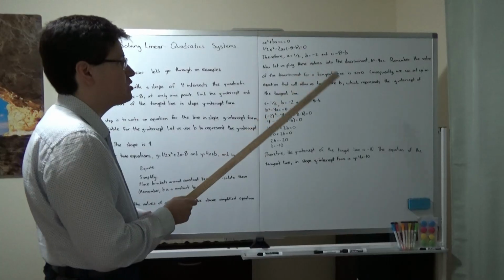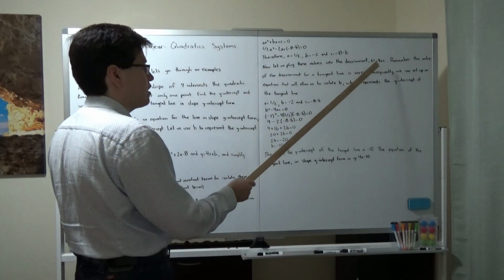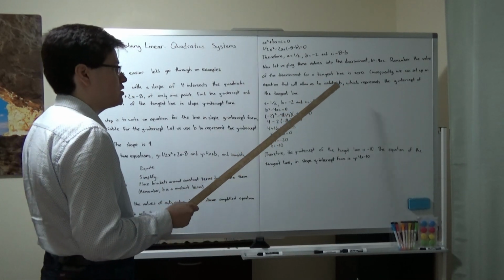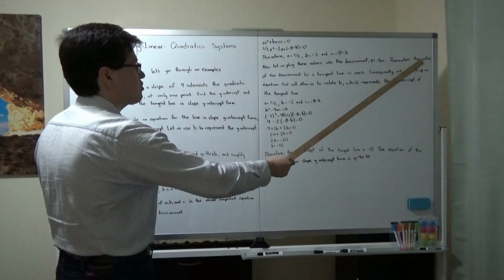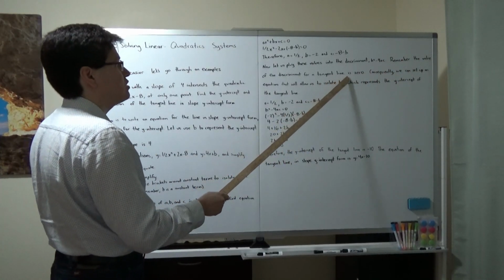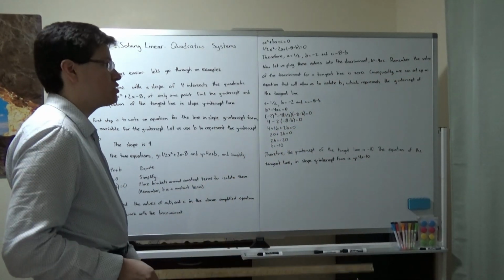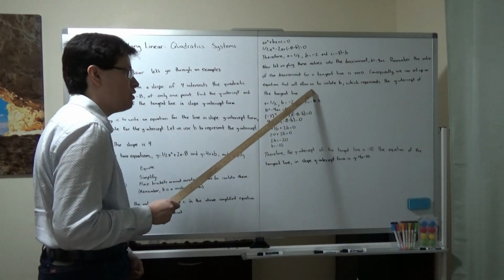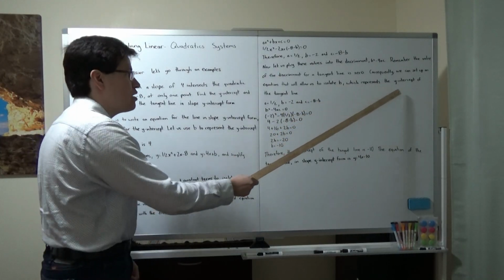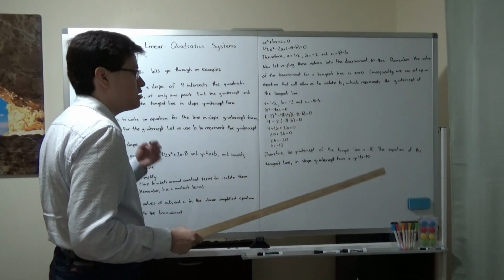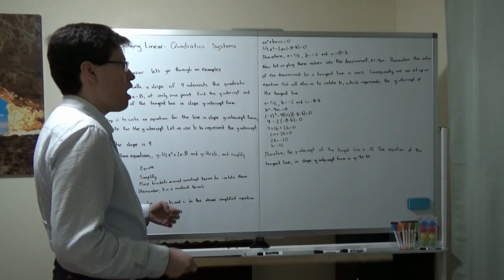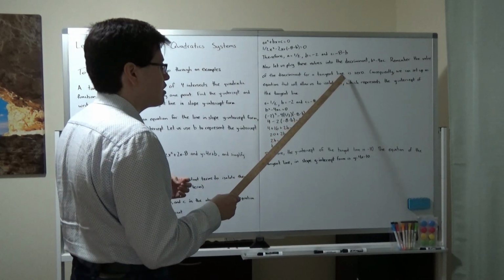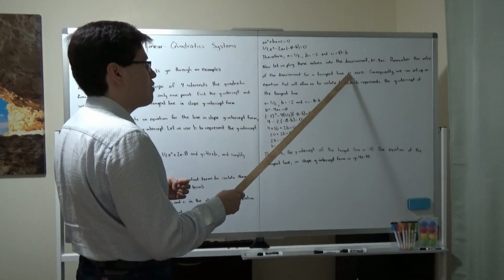Now let us plug these values into the discriminant, b squared minus 4ac. Remember, the value of the discriminant for a tangent line is always 0. Consequently, we can set up an equation that will allow us to isolate b, which represents the y-intercept of the tangent line. What we're trying to get is the y-intercept of the tangent line, which is b. We can isolate b by setting up an equation, knowing that the discriminant has a value of 0 for all tangent lines.